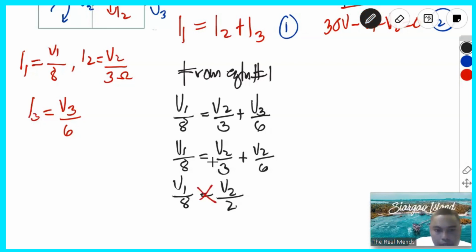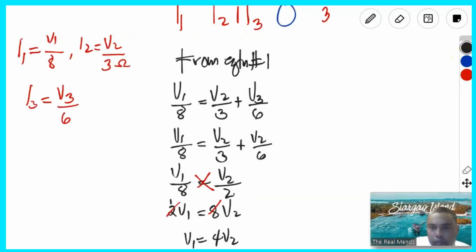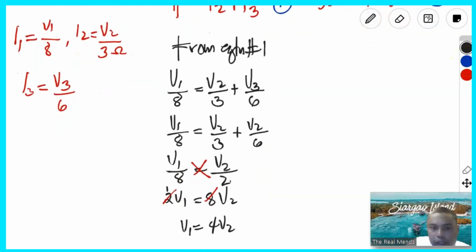We have 2V1 is equals to 8V2. So we can cancel this 2. So therefore our V1 is just equals to 4V2. And this is our equation number 3.